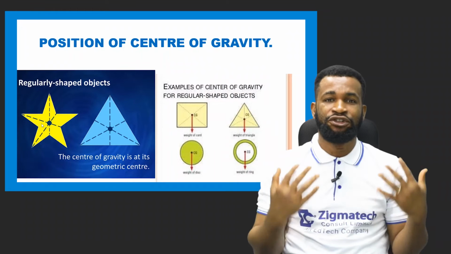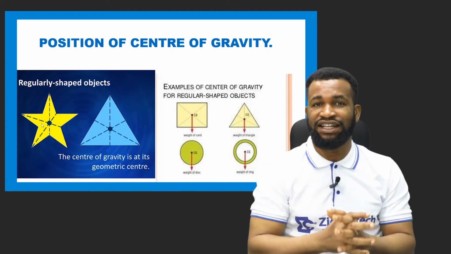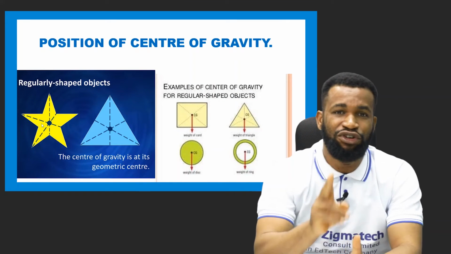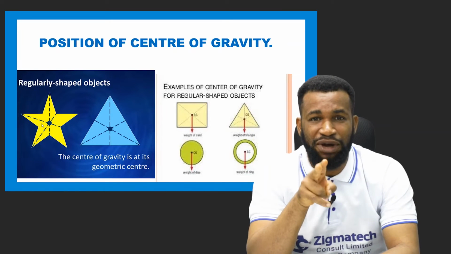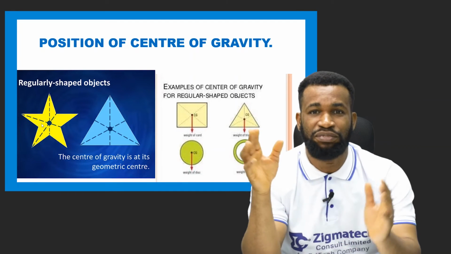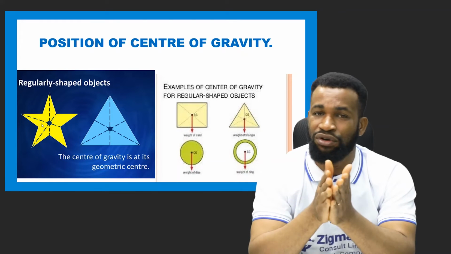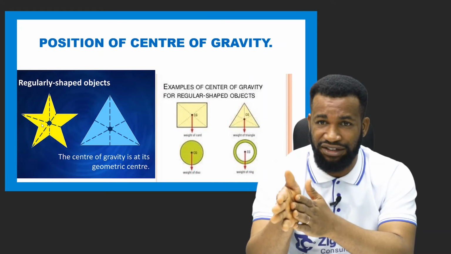Now remember, human beings and some other bodies can never have a line of symmetry. There is no place you are going to cut a human being so that when you bring the two parts and join, they will be equal. No, we are talking about objects here, remember?